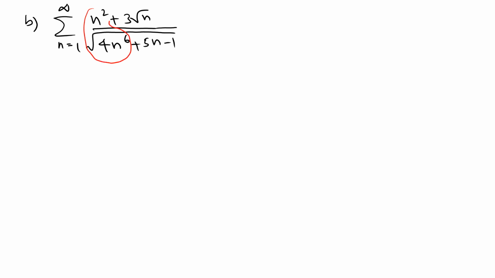So we're going to look at the two dominating terms from the numerator and the denominator. It's not always the first term. Look at the largest term. So that means we can compare this with the simplified form. So what is the simplified form? n squared over square root of 4n to the 6th. That means sigma n squared over 2 n to the third.